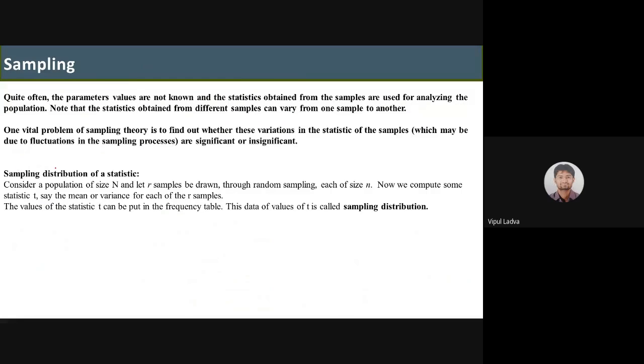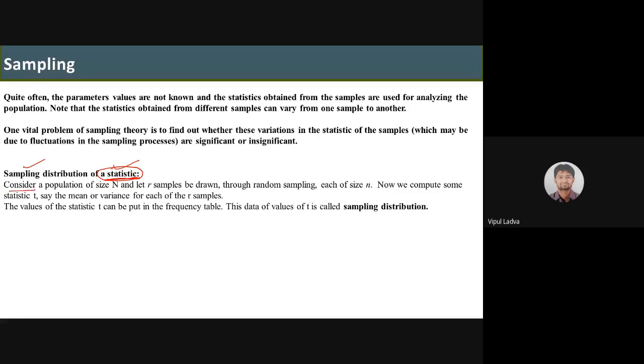Let me tell you what a sampling distribution is. Sampling distribution of a statistic. Now note that when I'm using this particular statistic, might be I'm talking about mean, might be I'm talking about variance. This is the third or fourth time I've told you, so that nobody gets confused about what we mean by a statistic. Okay, sampling distribution.